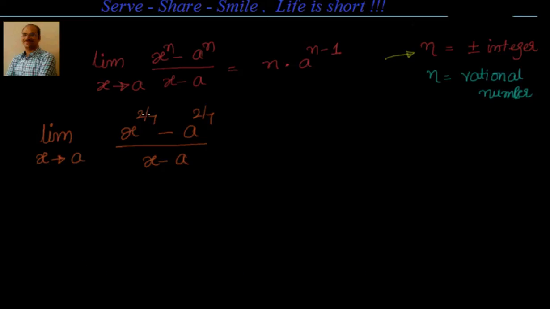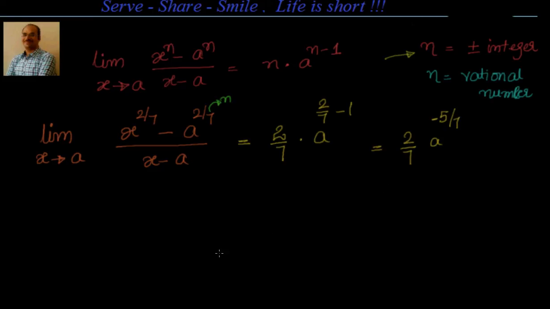Now this is in the form of x to the power of n minus a to the power of n, where 2 by 7 is nothing but equal to n. So we can directly go ahead and write down the formula. That's nothing but equal to n, which is 2 by 7, into a to the power of n minus 1, that is 2 by 7 minus 1. So that is nothing but equal to 2 by 7 into a to the power of 2 by 7 minus 7 by 7, that is minus 5 by 7.